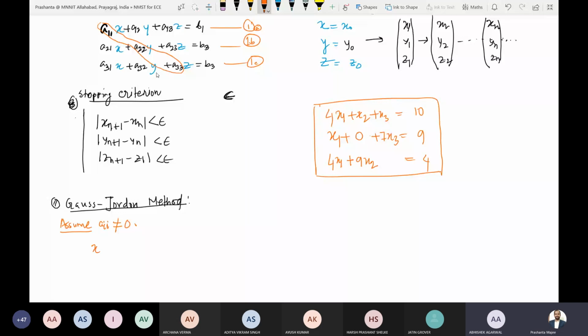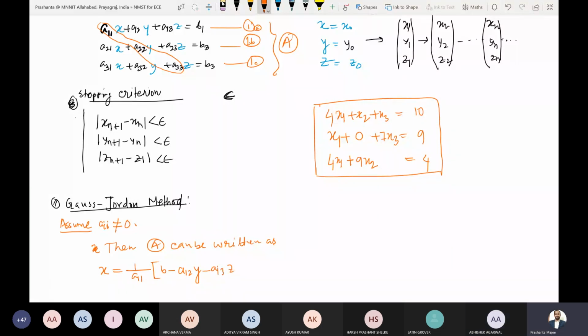The system A can be written as, what will be x? x equals 1 by A11 into B1 minus A12 y, not plus, it will be minus A13 z. So that is x.